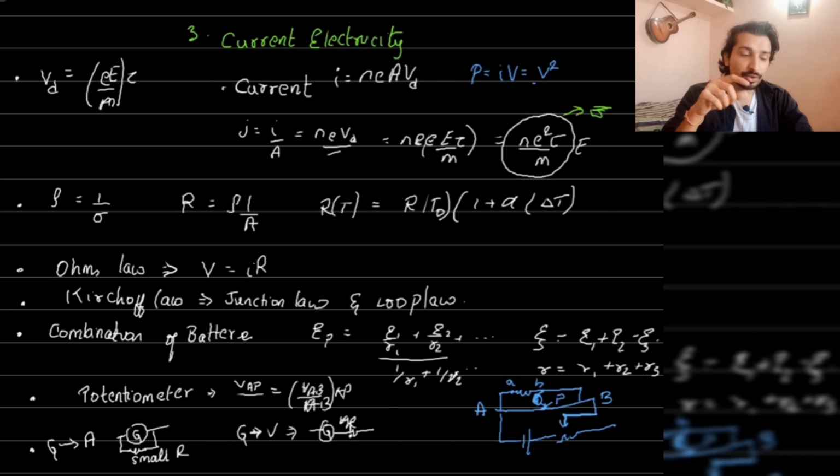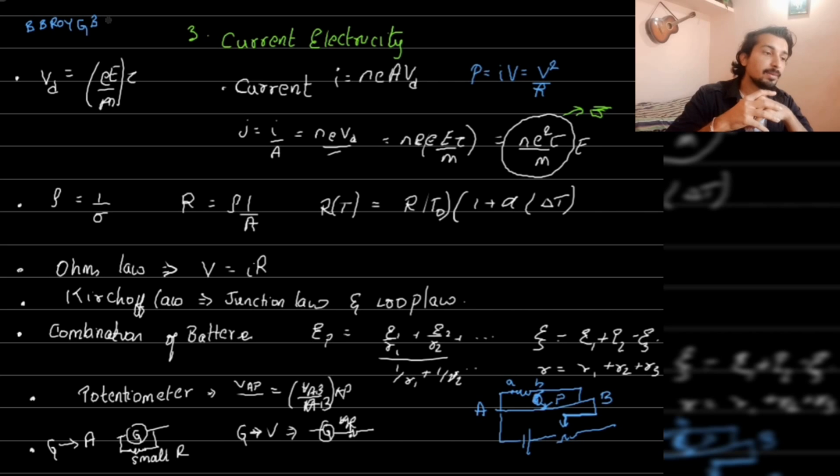So basically, if you want to convert it to an ammeter, you want all the current to pass through the galvanometer. That's why you attach a small resistance to it in series, so that all the current can flow through the galvanometer. And if you want to convert it to a voltmeter, you don't want it to draw any current. It should have infinite resistance basically. That's the reason why you attach a large resistance to it in parallel.